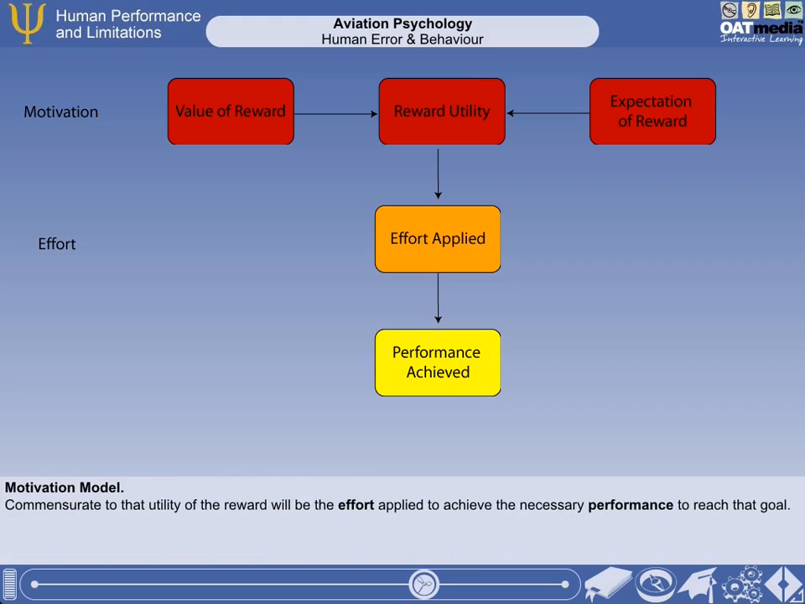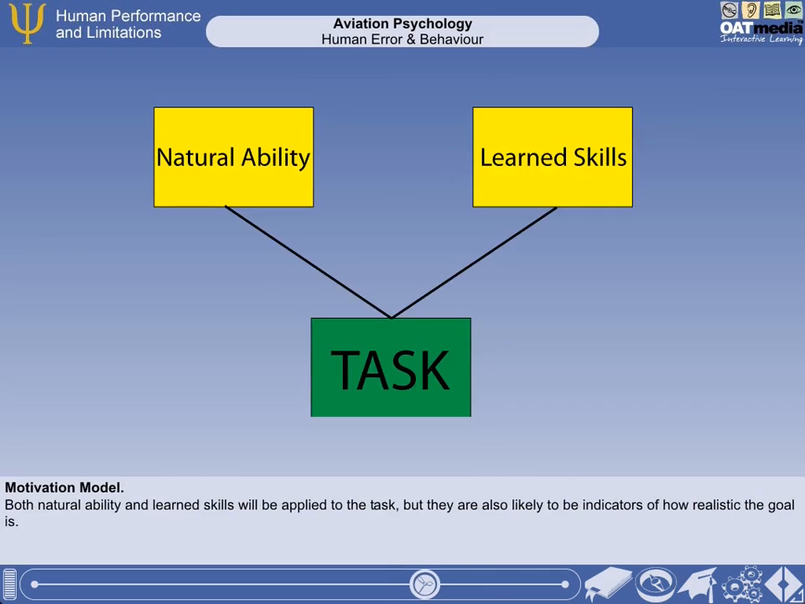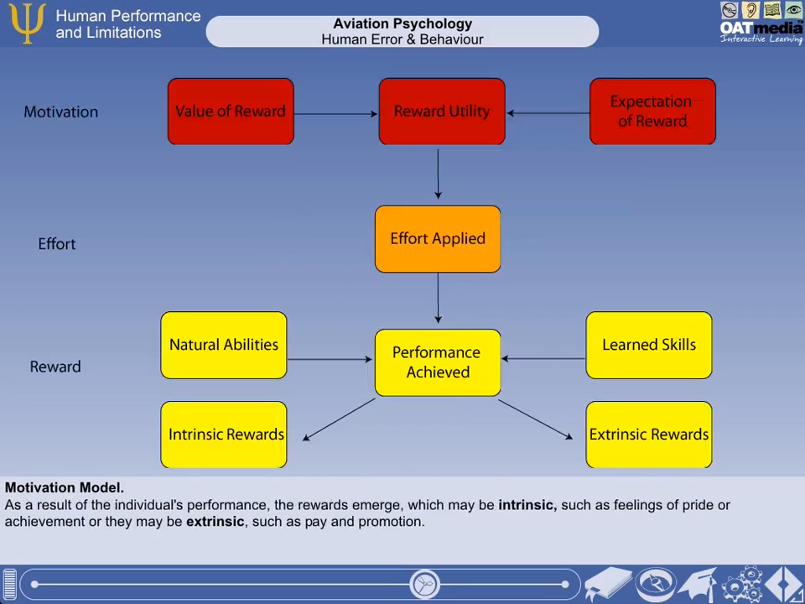Commensurate to that utility of the reward will be the effort applied to achieve the necessary performance to reach that goal. Both natural ability and learned skills will be applied to the task, but they are also likely to be indicators of how realistic the goal is. As a result of the individual's performance, the rewards emerge, which may be intrinsic, such as feelings of pride or achievement, or they may be extrinsic, such as pay and promotion.